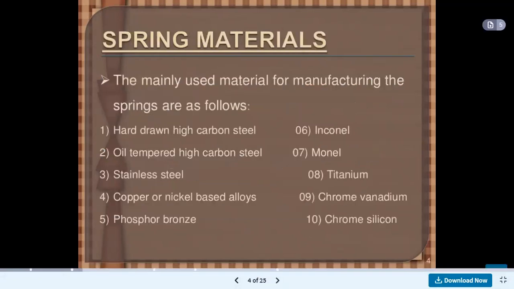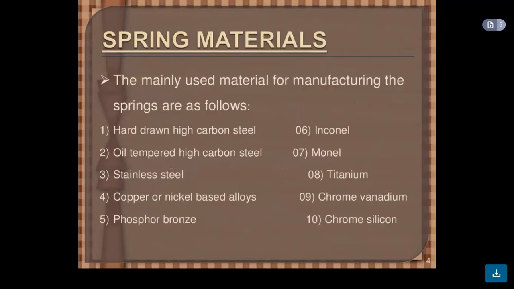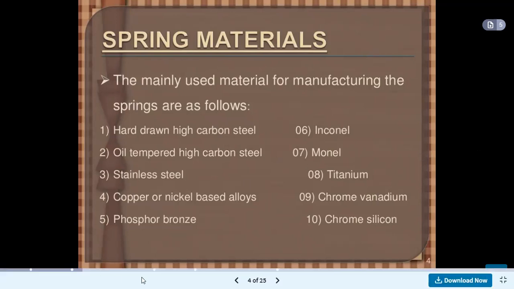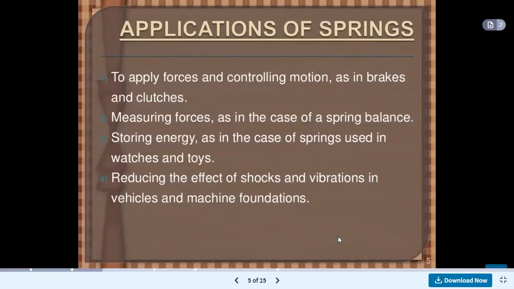If we see the material of that coil spring, it is hard drawn high carbon steel, then oil tempered high carbon steel, stainless steels, copper or nickel based alloys, phosphorus bronze material is there. So these types of materials are available: titanium, chrome vanadium, chrome silicon. These are also some materials related to this spring.